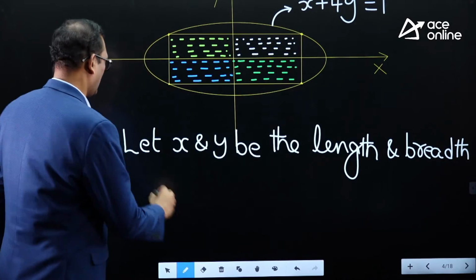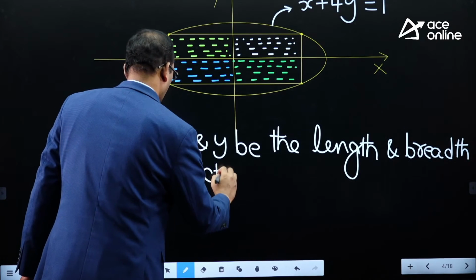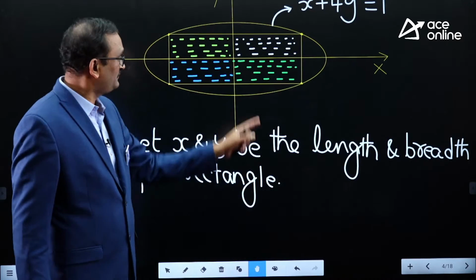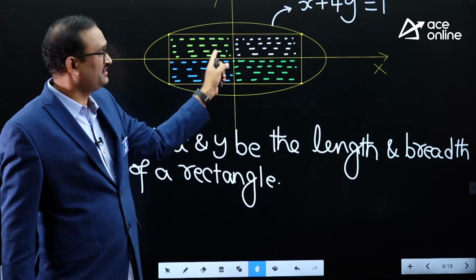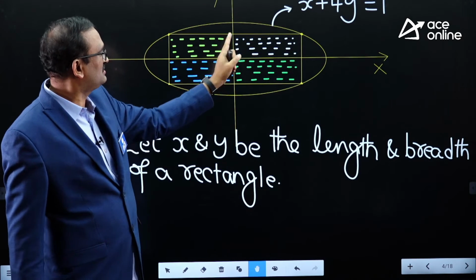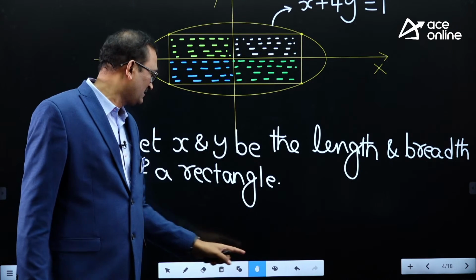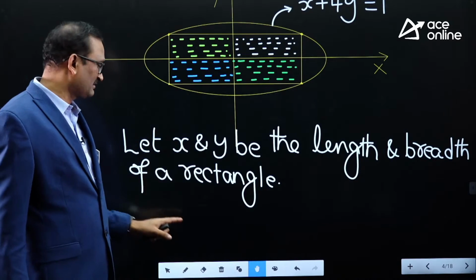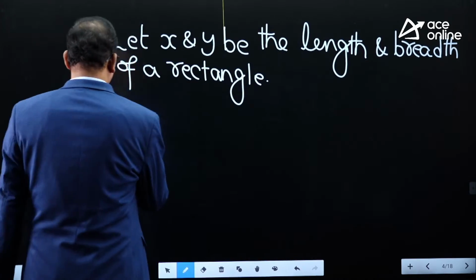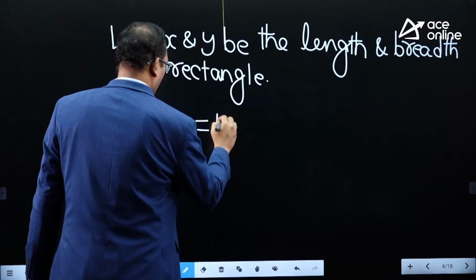The length and breadth of a rectangle. So the area of this subrectangle is length into breadth, that is x into y. The area of 4 rectangles is xy plus xy plus xy plus xy, that is 4xy. Let x and y be the length and breadth of a rectangle respectively. So the area of the big rectangle is 4xy.